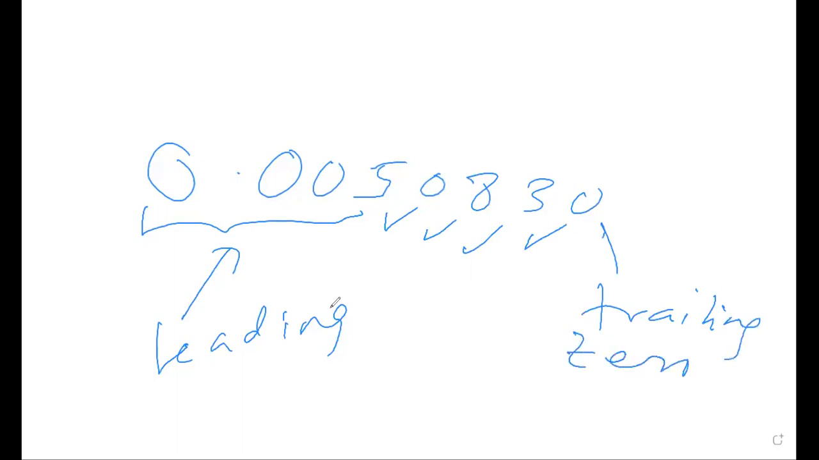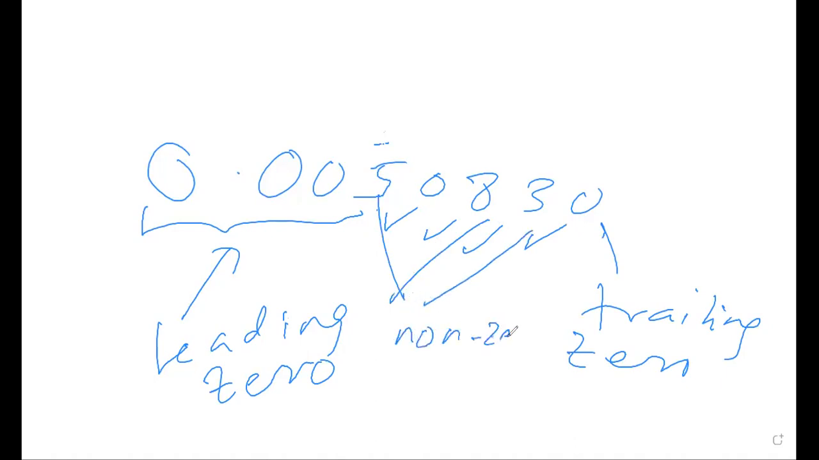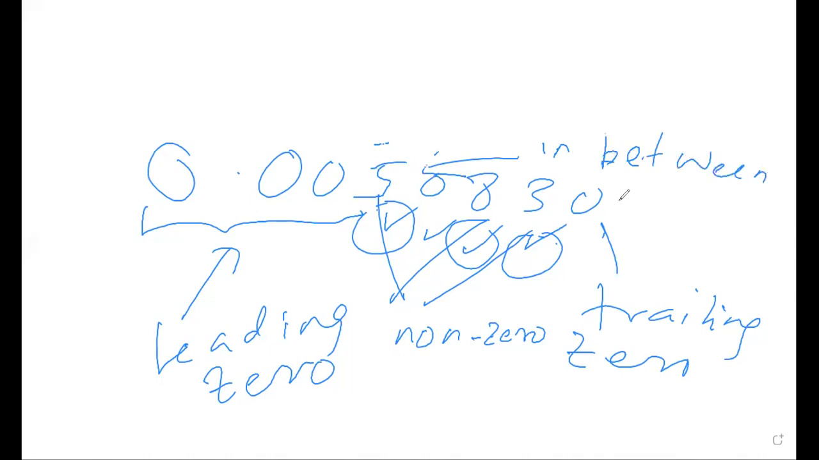Trailing zero. Okay, this is a leading zero and this is a trailing zero. And these three are non-zero. So non-zero means definite digits. So these are countable, these are countable, these are countable. This is what we call an in-between zero. So this is also countable.